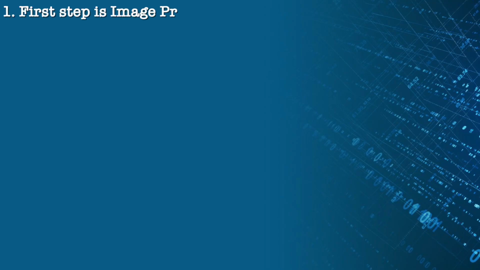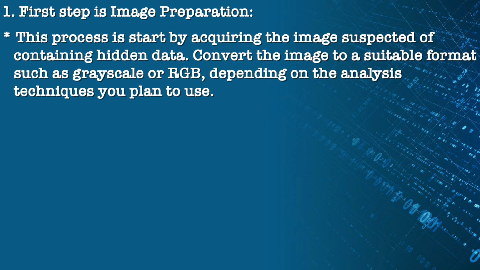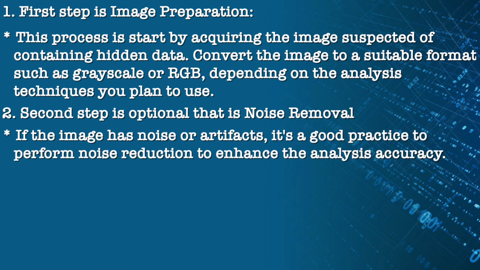The first step is image preparation. This process starts by acquiring the image suspected of containing hidden data. Convert the image to a suitable format such as grayscale or RGB, depending on the analysis techniques you plan to use. The second step is optional, that is noise removal. If the image has noise or artifacts, it's a good practice to perform noise reduction to enhance the analysis accuracy.